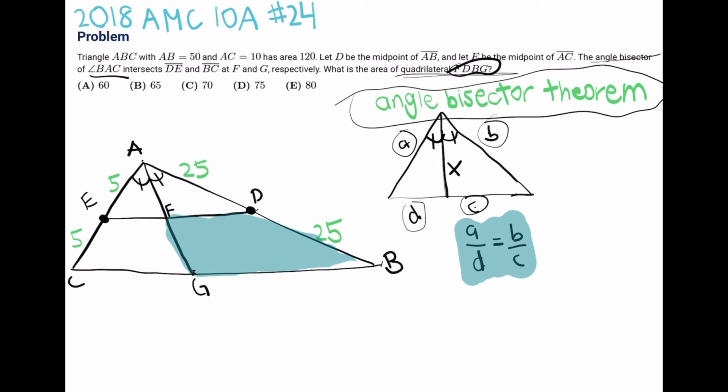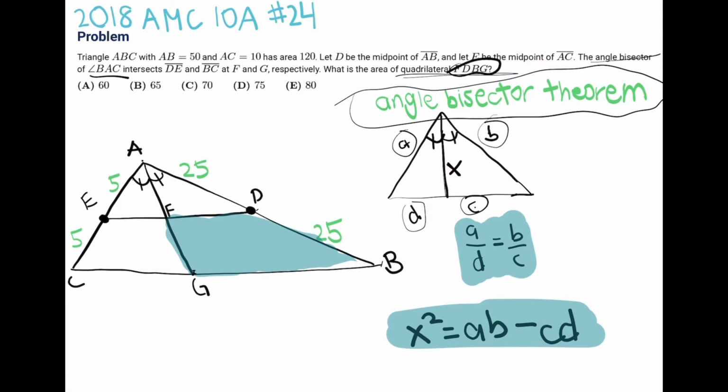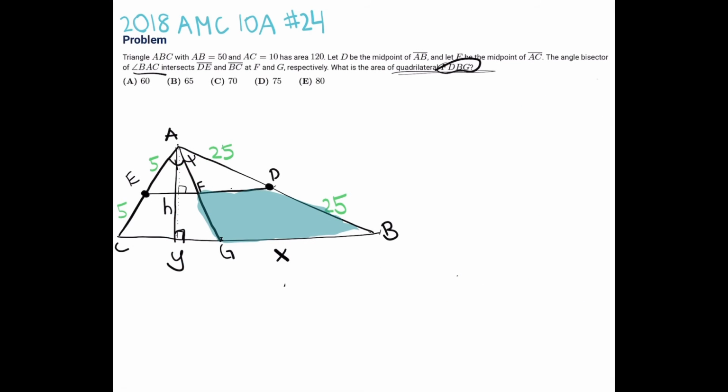So this theorem is what we're going to be mainly using to solve this problem. There's another formula commonly associated with angle bisectors. If we call this length X, then X squared equals AB minus CD. So obviously this isn't the easiest to remember and it's not as commonly used as the first one, but it's still good to keep that in mind. Okay, so now let's, using this, let's solve the problem.